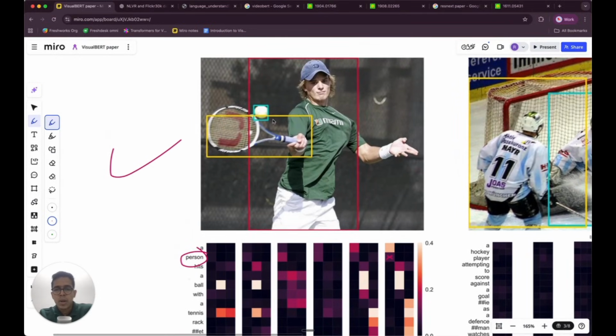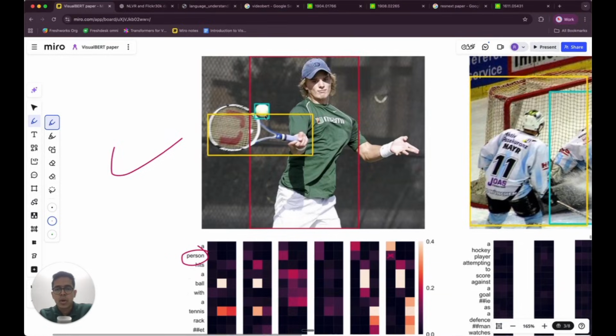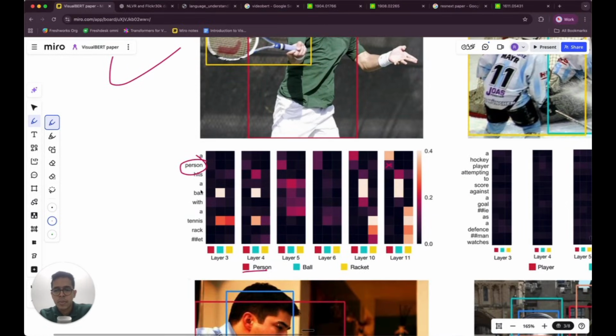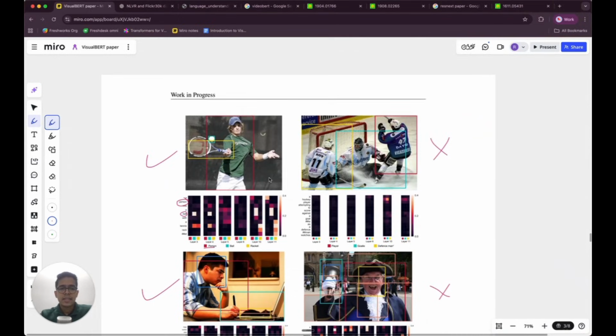Then ball is the blue color box. So the blue color box should be ball. This is ball, this row, and blue is this. So in all the layers, the ball word is correlated with the ball box, the bounding box around the ball. So this is where alignment is there. Now let's look at an example where there is no alignment.